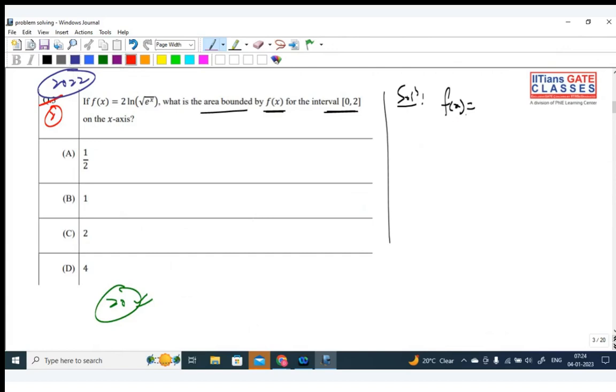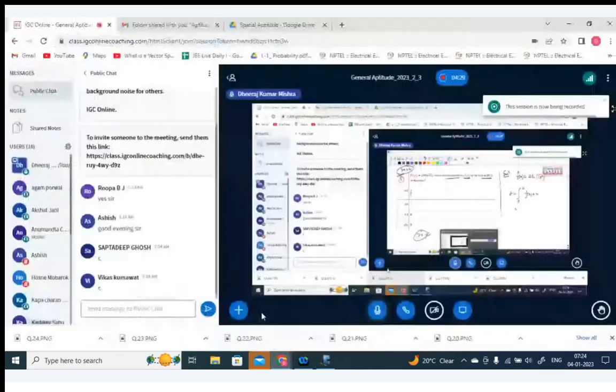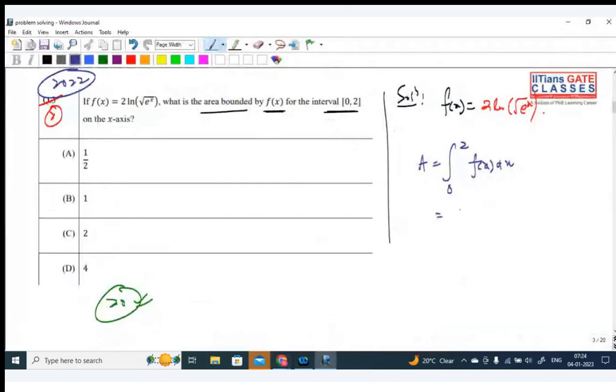So f of x is given as 2 ln under root e raised to power x, and you have to find the area. What is the meaning of area? Area means the integration, right? So area means integration between 0 to 2 of f of x dx. I believe many of you might have got the answer as well. So you can just integrate from 0 to 2, 2 ln under root e^x dx.